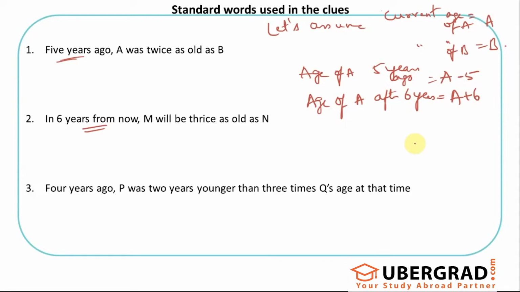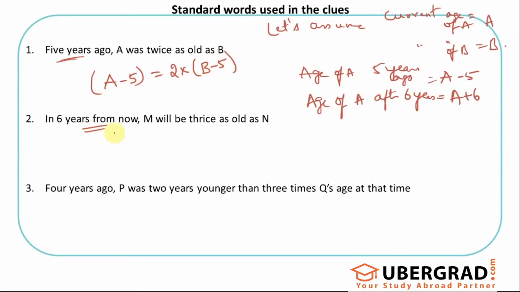Don't use A everywhere. Current age of A is different from A's age 5 years ago. If I say current age of A is A and B is B, that's what we assumed. A was twice as old as B basically means 5 years ago A was A minus 5, equal to twice as old as B, that is B minus 5. A 5 years ago was A minus 5, B 5 years ago was B minus 5. So it was 5 years ago that A is twice as old as B. So that's why it should be written as A minus 5 is equal to 2 into B minus 5.